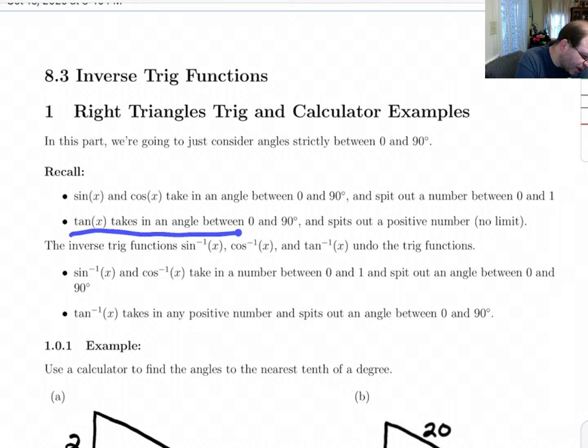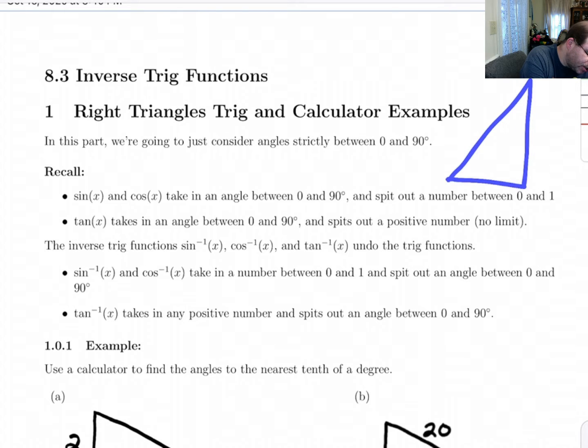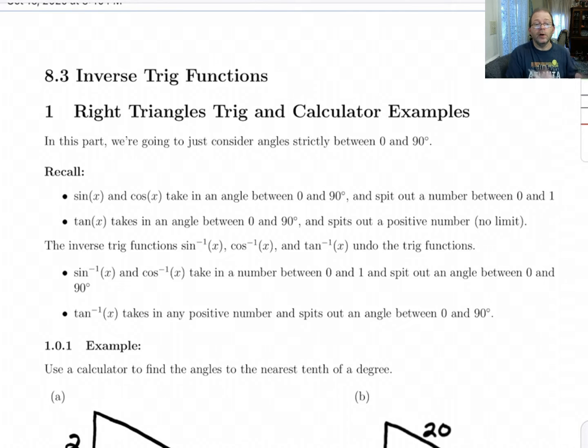Tangent takes in an angle between 0 and 90, and it spits out some positive number. And that number can grow without bound because tangent is the ratio of the opposite to the adjacent side. And by making this angle over here get really big, you can make that grow as big as you want. So the inverse functions just undo those things.